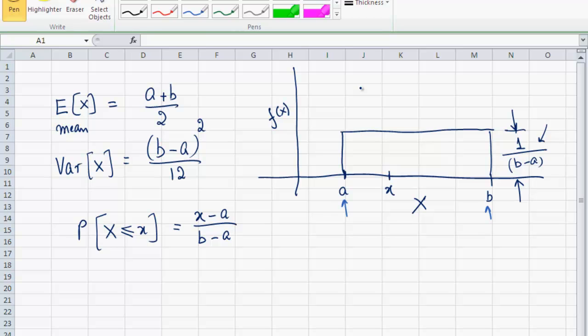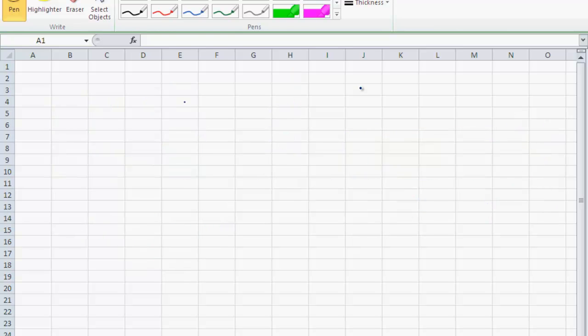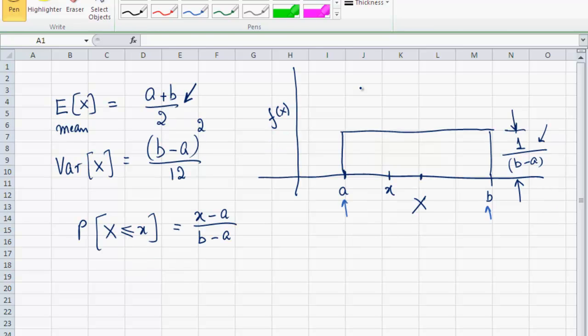So 1 over B minus A times B minus A, which is the base, would give you an area of 1. Now, the expected value of this random variable, since it's a rectangle, is obviously the middle. So it's A plus B divided by 2. Okay, that's the mean, the average. The expected value is A plus B divided by 2.